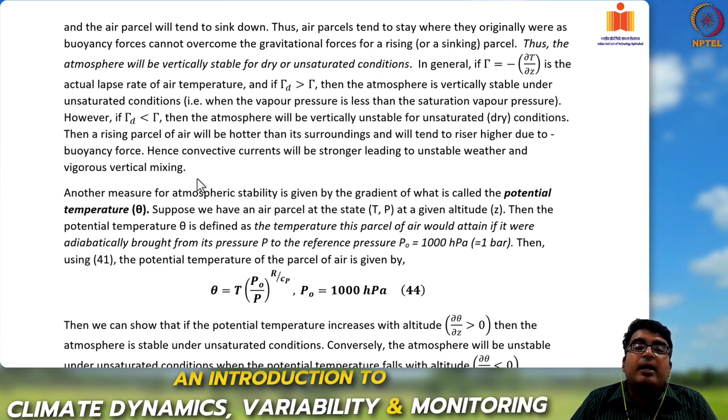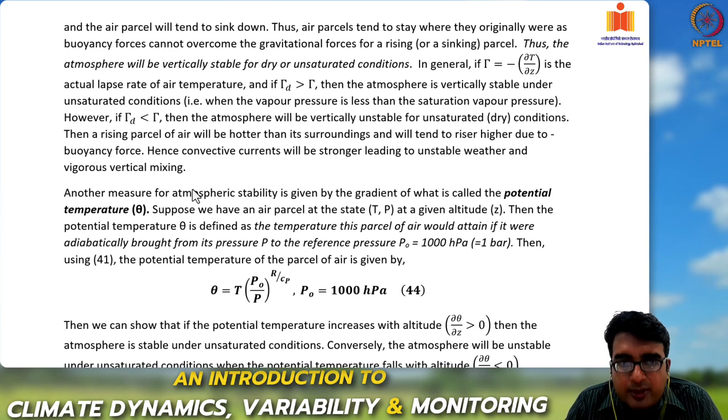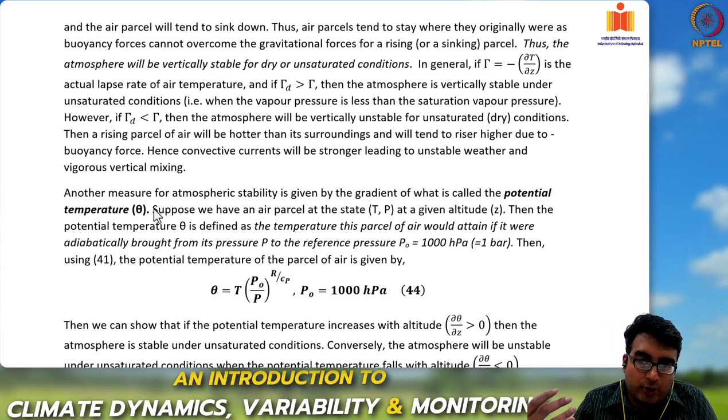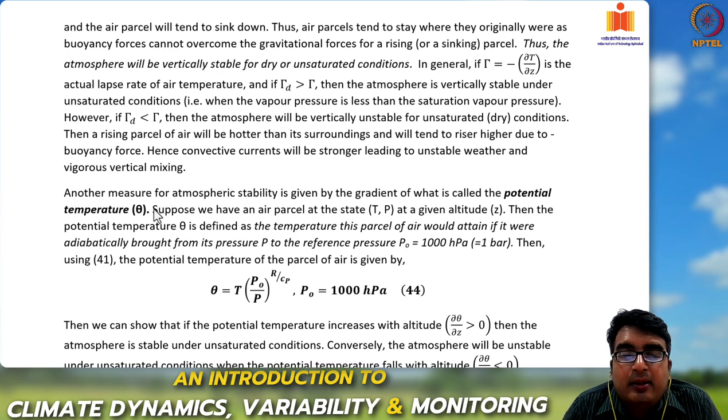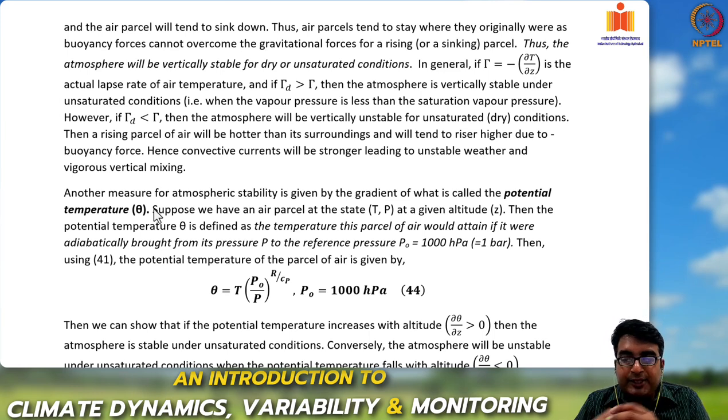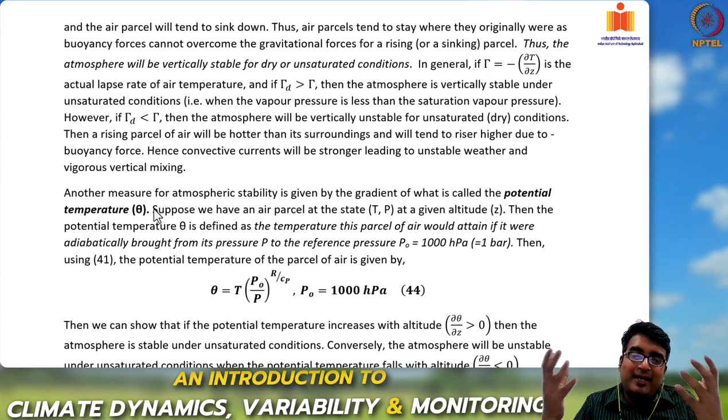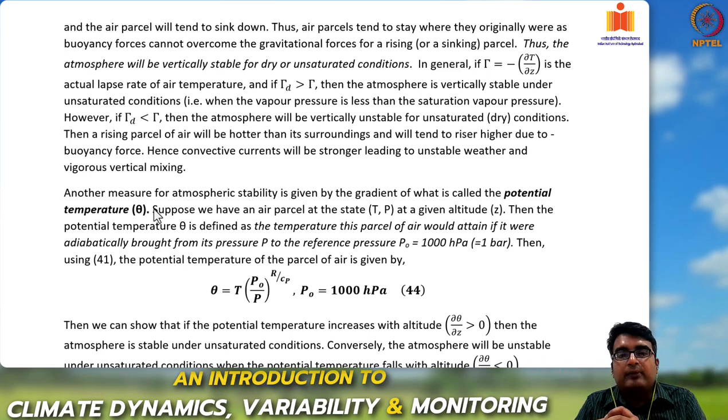Okay. Another measure of atmospheric stability that is often used is similar. It's called the potential temperature, and the symbol that is being used is theta. So let's look at the definition of this potential temperature. Suppose we have a parcel of air at a certain altitude, and at that altitude it has a certain temperature T and pressure P.